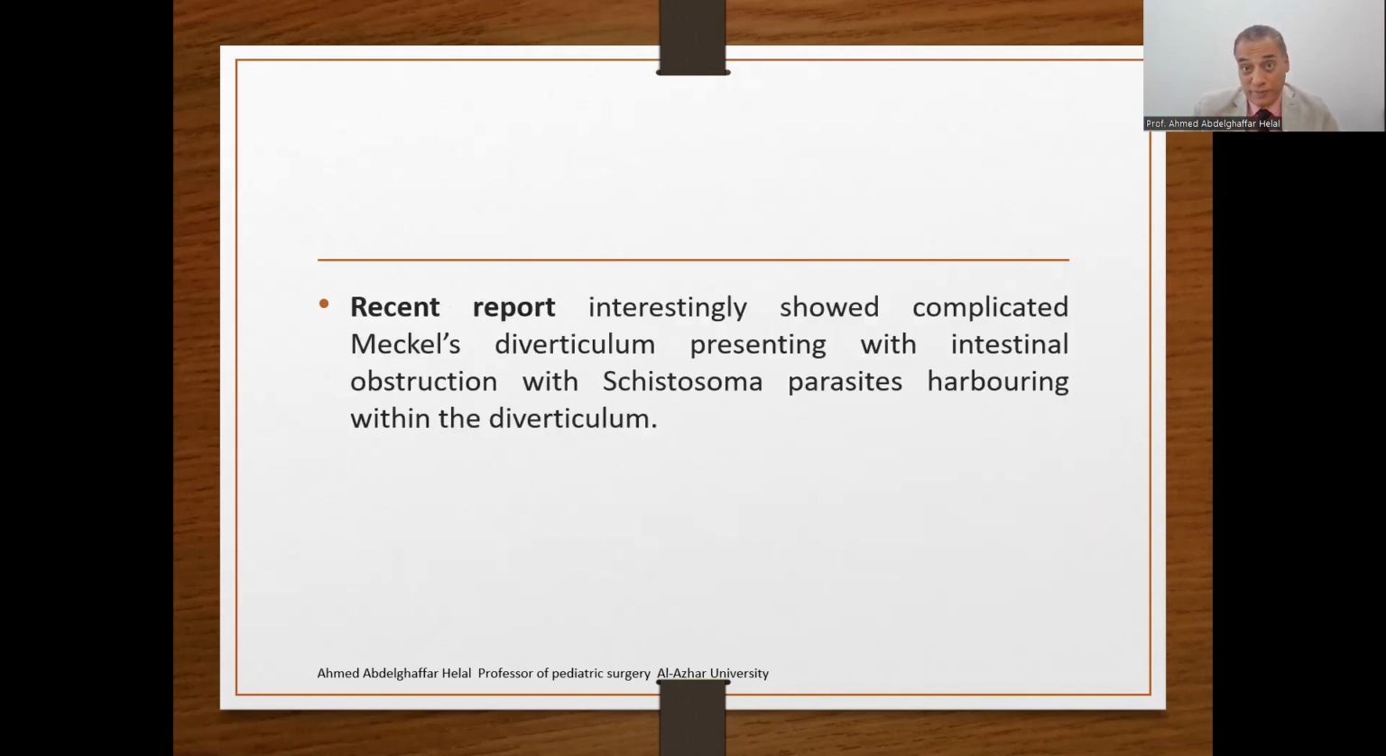A recent report interestingly showed a complicated Meckel diverticulum presenting with intestinal obstruction, with a schistosoma parasite harboring within the diverticulum. This was published very recently at a certain center, where CT showed a complicated Meckel presenting with intestinal obstruction, and there was a schistosoma parasite inside the diverticulum.